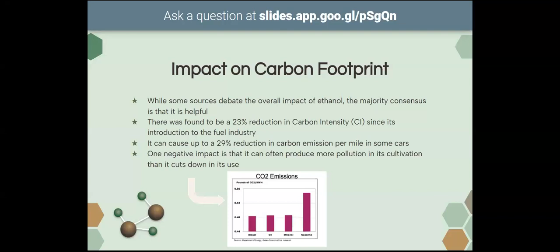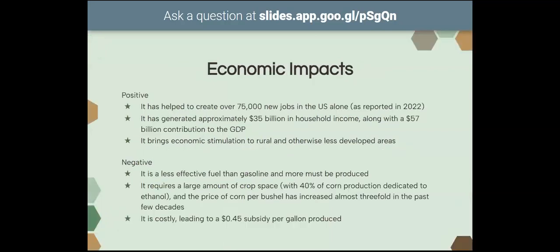There was found to be a 23% reduction in carbon intensity, also known as CI, since its introduction in the fuel industry. And it can cause up to a 29% reduction in carbon emissions per mile in certain cars. One negative impact, though, is that it can sometimes produce more pollution while cultivating it than it cuts down in its use. But other than that, it has a net positive effect on the carbon footprint.